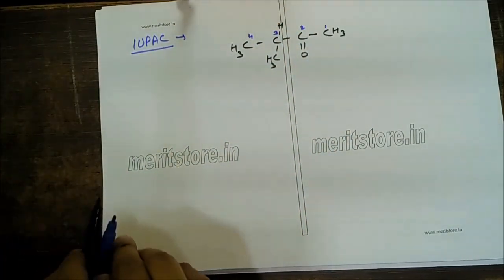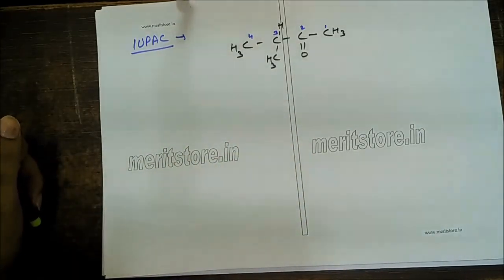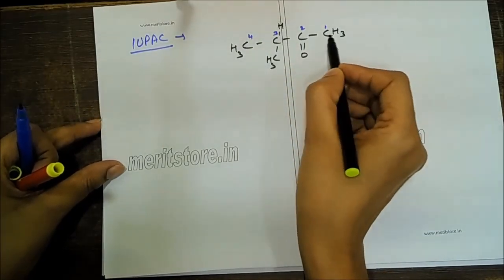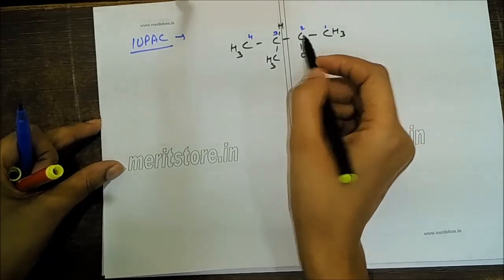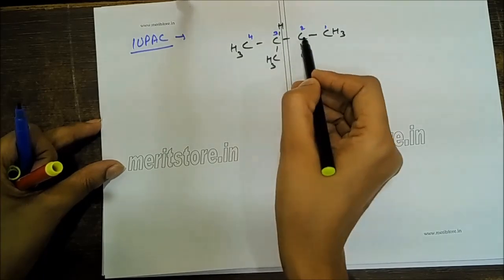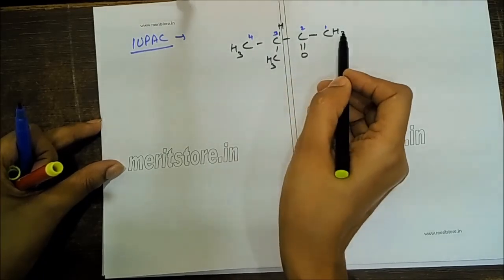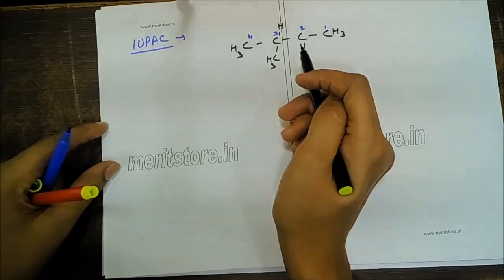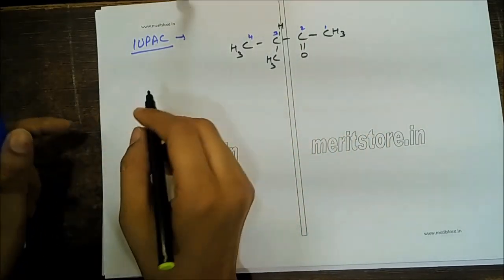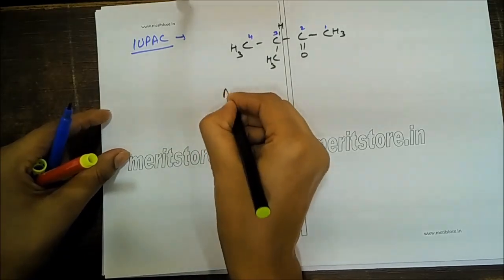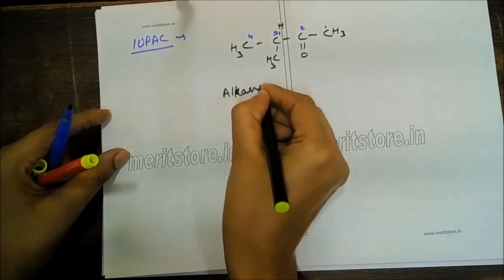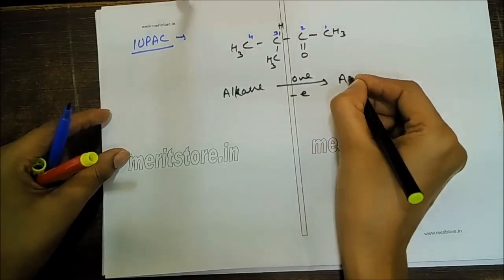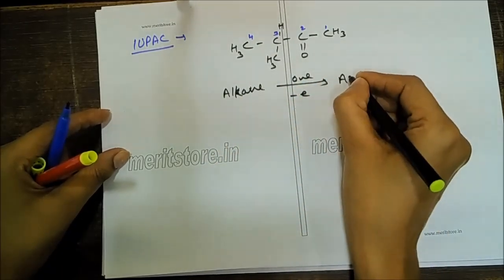So the longest parent chain is selected first and then the chain is numbered from the side where the carbonyl carbon gets the lowest possible number. From this side it gets the second position, and if we count from the other side it will get 1, 2 and the third position, so that will not be preferred, so we'll count from this side. So the carbonyl group gets the second position, and then the ketone is named by replacing the e from the alkane and adding one. So its name will come from its corresponding alkane and become alkanone.